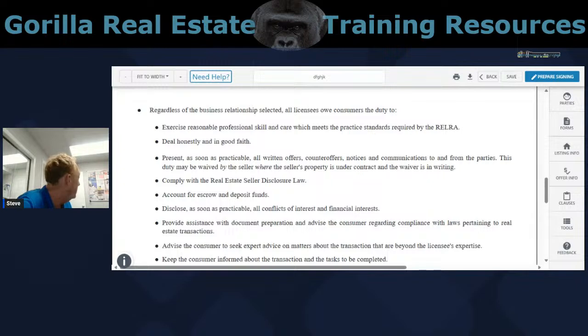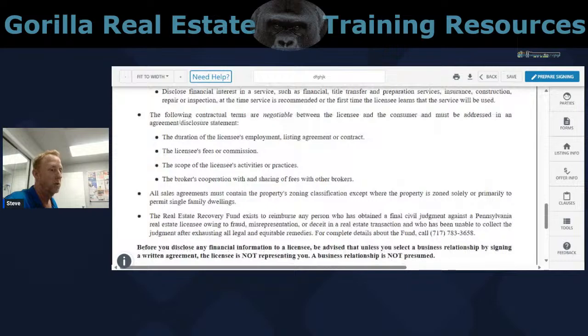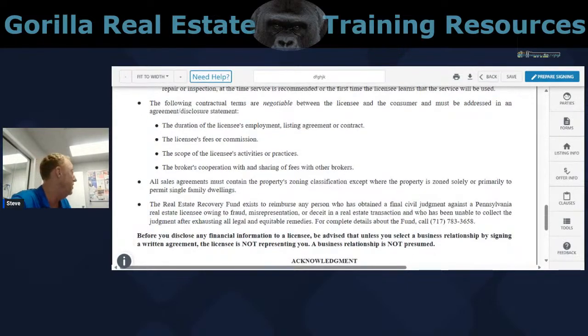Right. If I'm the listing agent, I don't need your help. If I'm the buyer's agent, I don't need your help. If you refer me a client, great. That's separate. But these other categories, that's why they're not even on this anymore. Regardless of the business relationship, you've got to deal honestly and in good faith. These contractual terms are negotiable. This is the important part. In Pennsylvania, everything's negotiable. You probably ought to know all this, but I'm just covering it. It's all negotiable. There's no set percentage, no set duration, except what the parties agree to.